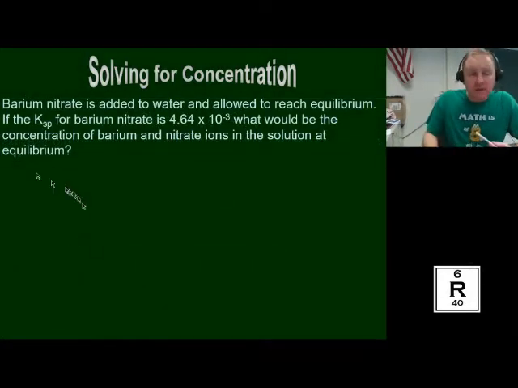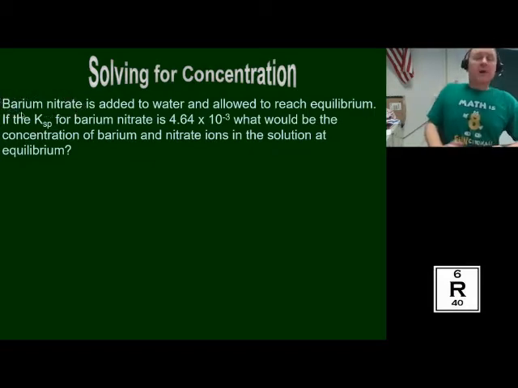Okay, in this problem, you're going to be using barium nitrate, and we have a different KSP, 4.64 times 10 to the negative 3rd. Everything else is the same as the last problem, but this is barium nitrate that's going to cause some problems. So pause the video now, see if you can just write down on your piece of paper what you think barium nitrate is.